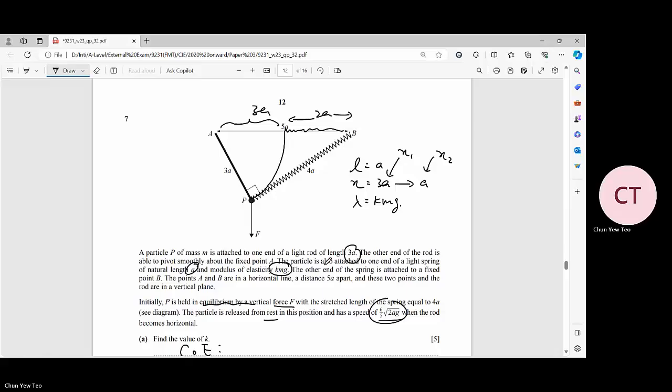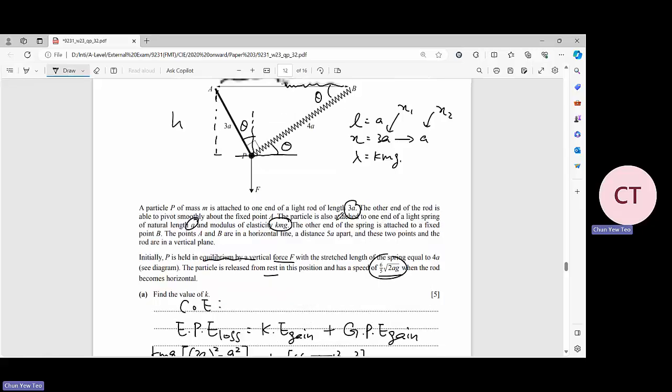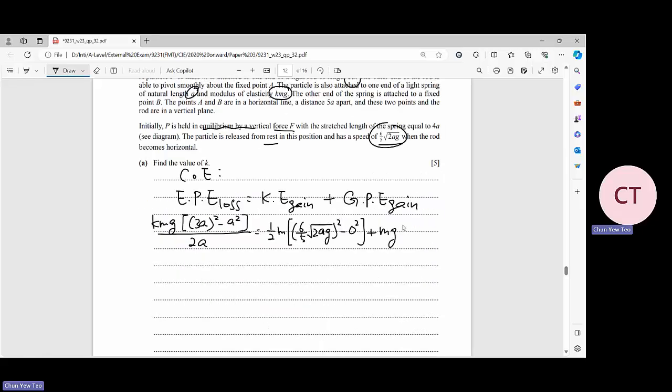The height. This is the height. So the height, that means we need to have a theta. Okay, so over here we need to have a theta. I will call this a theta, then make this a theta. This is also a theta. So the height is actually 3A cos theta.